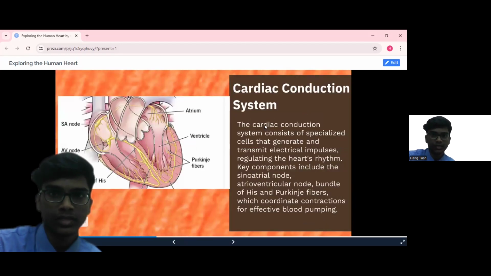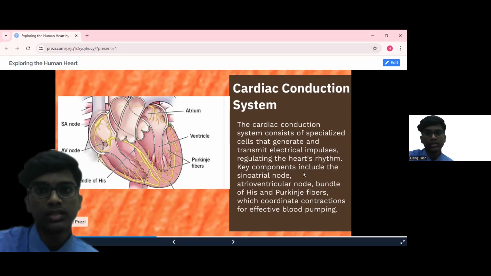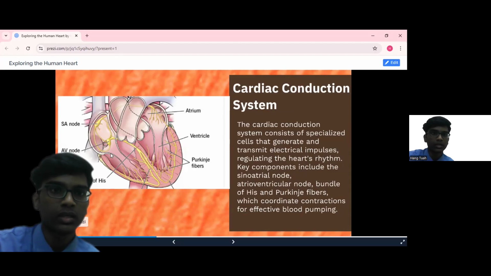The next, we will be looking at the cardiac conduction system. The cardiac conduction system consists of specialized cells that generate and transmit electrical impulses, regulating the heart's rhythm. Key components include the sinoatrial node, atrioventricular node, bundle of His, and Purkinje fibers, which coordinate contractions for effective blood pumping.